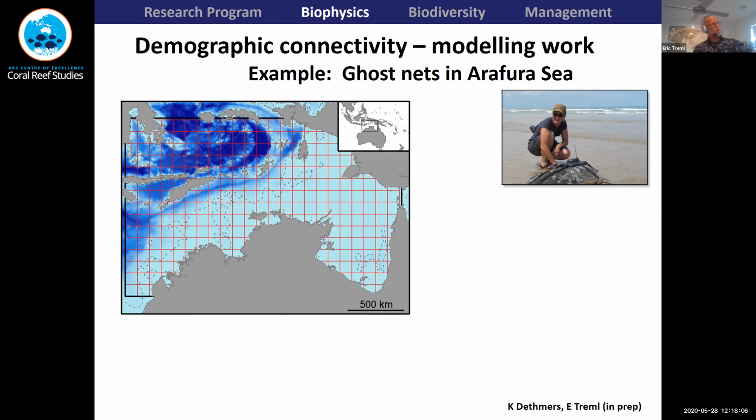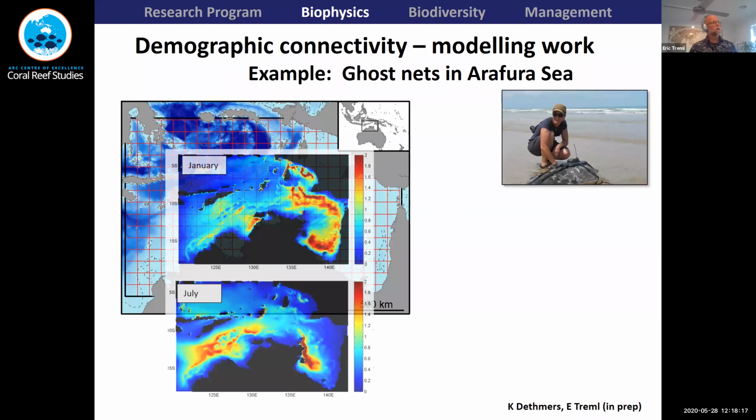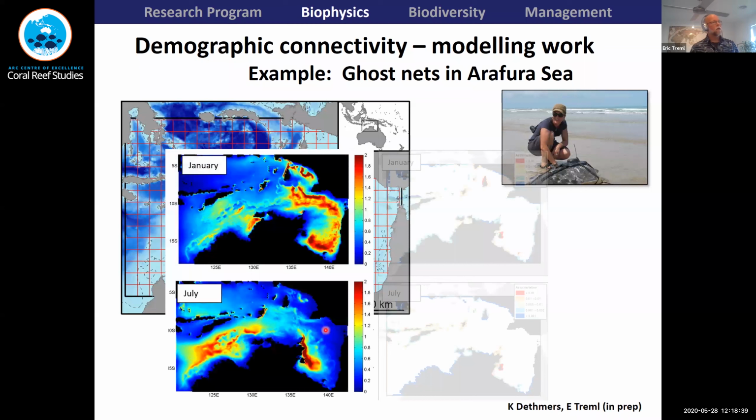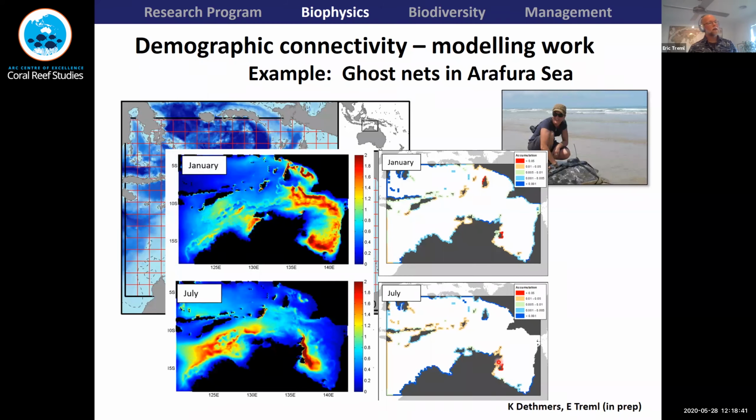So with Kiki, what we've done is we released virtual ghost nets throughout the Arafura seascape over multiple years and let them drift for up to 2 years and try to quantify accumulation and retention zones of ghost nets. And then we're eventually going to put this in context with the turtle migration routes. So we have 2 different release times shown here, where the hot colors are high densities of virtual nets and cooler colors are lower densities. And we allow those nets to accumulate on shore, highlighting net accumulation rates for different parts of the seascape.